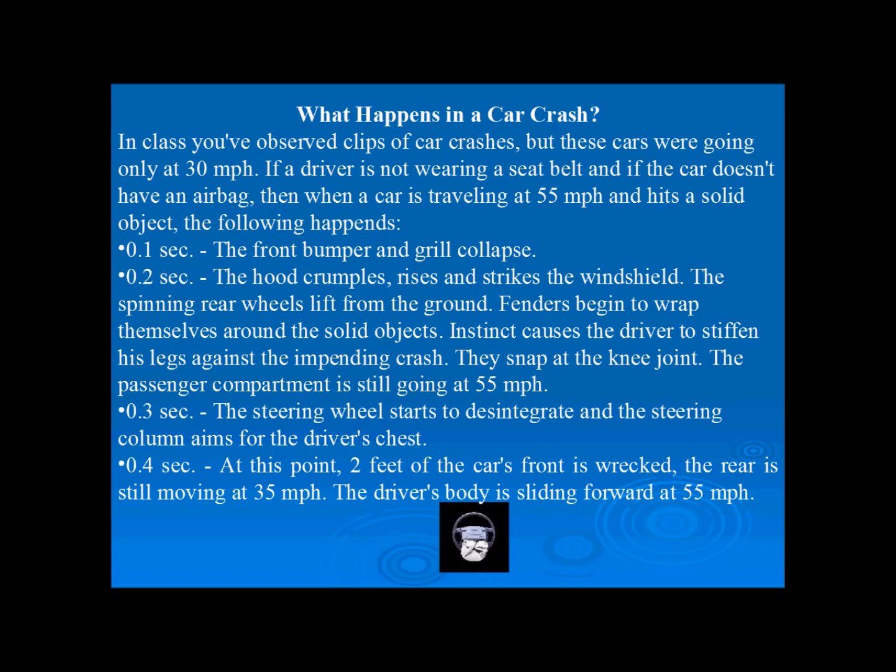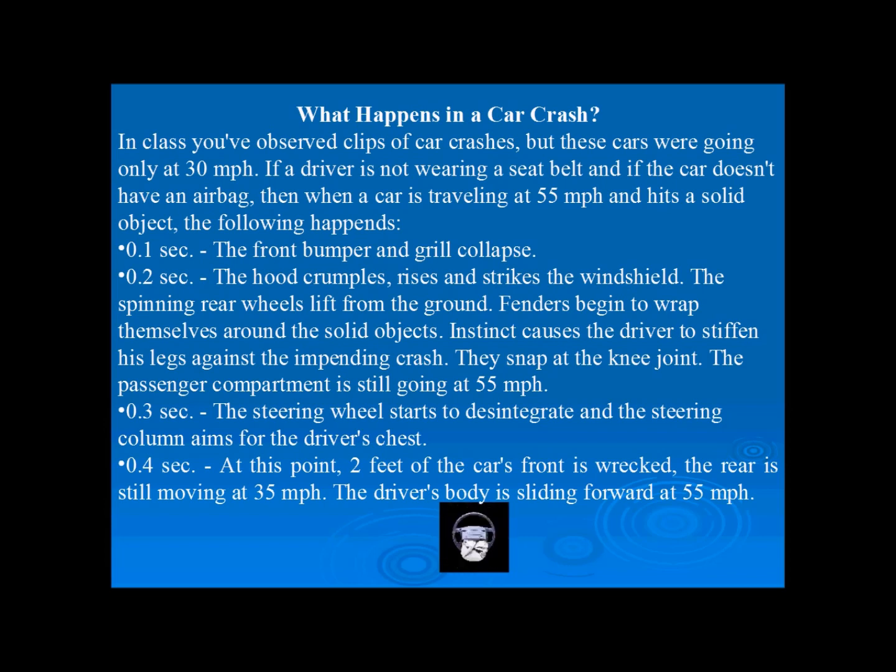If a driver is not wearing a seatbelt or if the car doesn't have an airbag, then when a car is traveling at 55 miles per hour and hits a solid object, the following happens. 1/10 of a second, the front bumper and grille collapse. 2/10 of a second, the hood crumples, rises, and strikes the windshield. The spinning rear wheels lift from the ground.